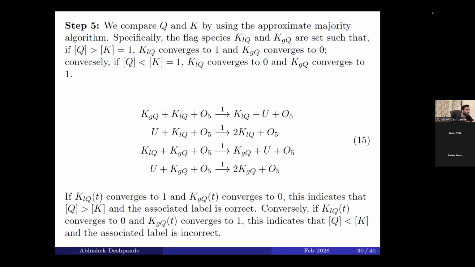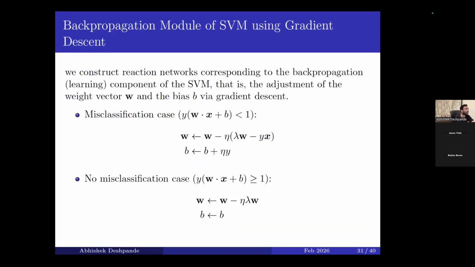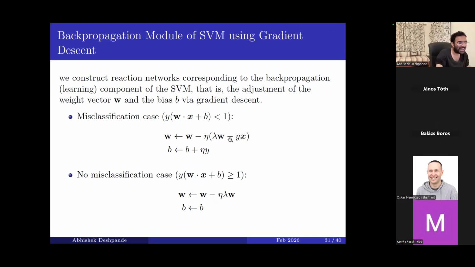So what do we do? Once we know if it's greater than 1, we need to do the back propagation module, right? So here we need to be careful. Let me recall the back propagation module: if the point is misclassified, then you do a different update on the weights. And if the point is classified correctly, then you do a different update on the weight. Note that this term eta lambda w is common in both update rules of the weight. The only extra term in the update rule of the weight is eta times y times x. This is the only thing extra if the point is misclassified.